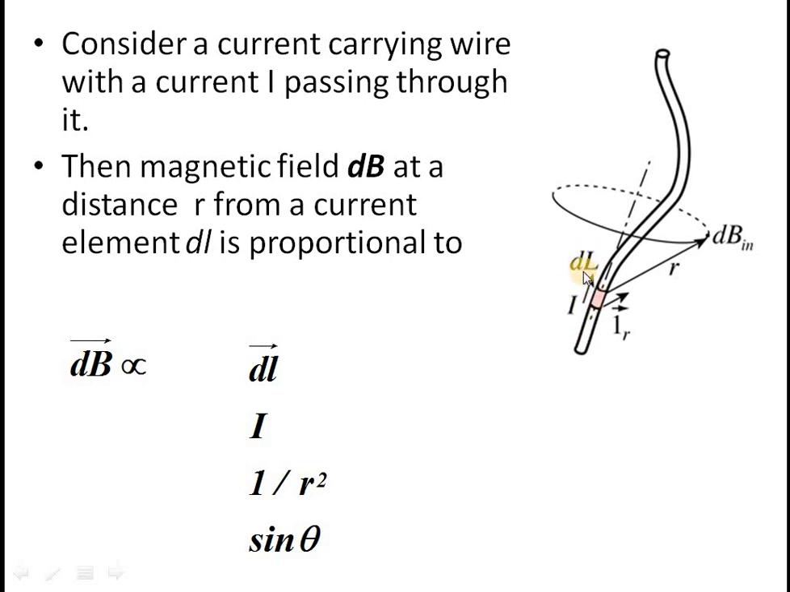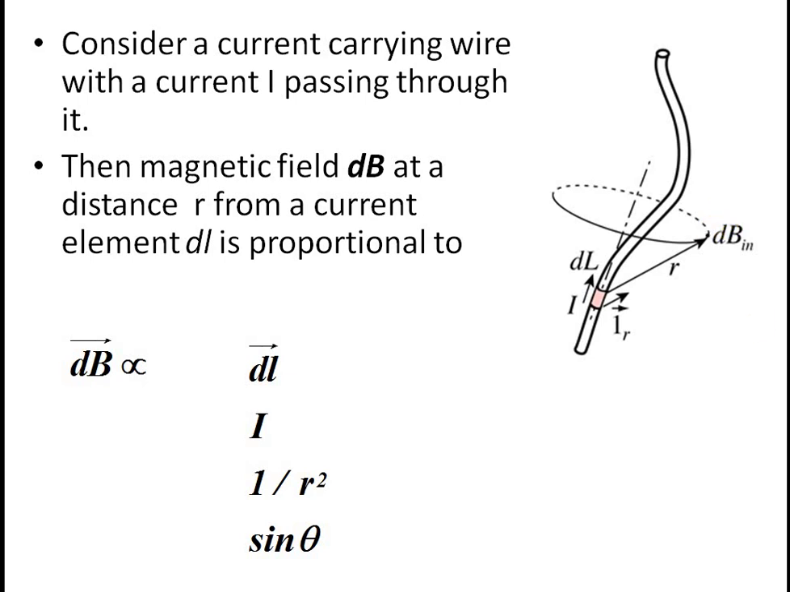Usually dl is a vector and its direction will be the direction of the current. So if current is flowing upward, the dl will be upward. If current is flowing downward, dl will be downward. Of course, the next parameter is 1 by r square. Means there is an inverse square proportionality. If r increases, accordingly the magnetic field will decrease in the inverse square manner.